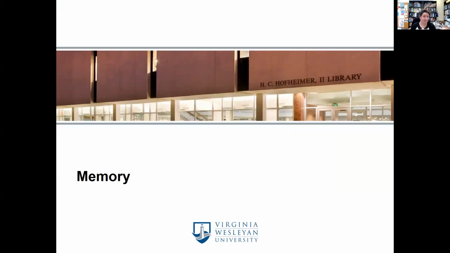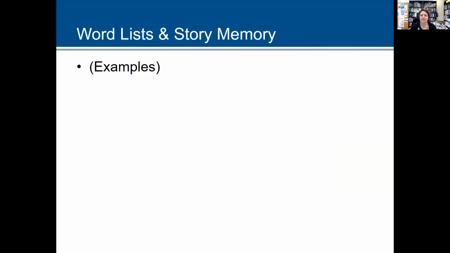Memory is one that we use in a whole bunch of different tasks. Memory, unfortunately, is one of the things that gets impaired in a lot of different ways, not only dementia, but also head injuries, for example. So wordlist and story memory are examples here. With wordlist, you would just give people a list of words that they have to say back to you. There are many different versions of this.